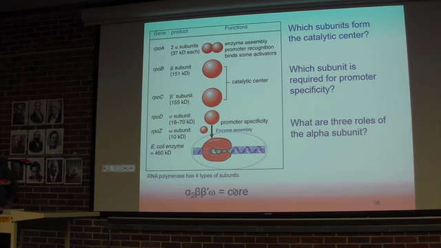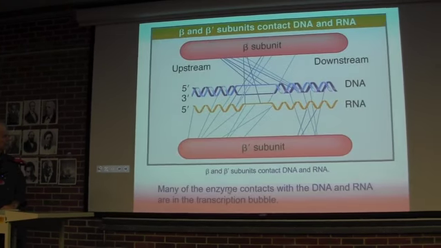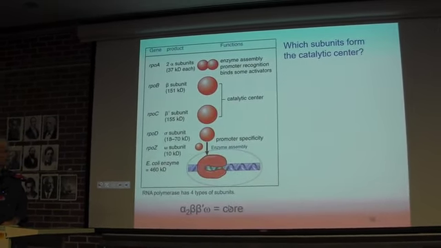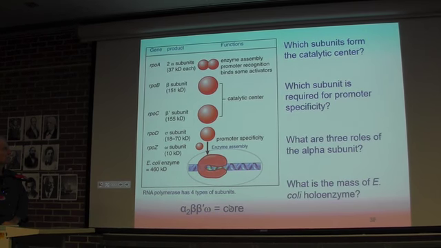What are the 3 roles of the alpha subunit? Uh-oh, 3 roles? One, to recognize a DNA element called the UP. One, to interact with regulatory proteins. One, to perhaps stability. I don't know the 3rd one. I didn't see it in the previous slides either. Assembly. Does it say up here? Recognition. Assembly.